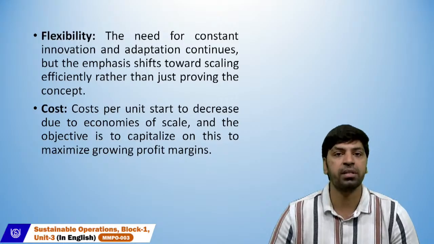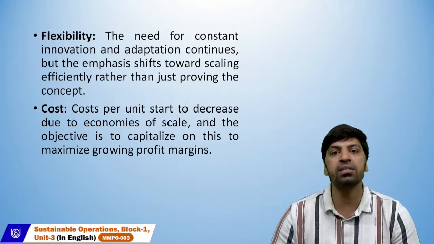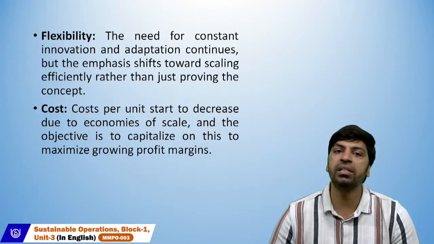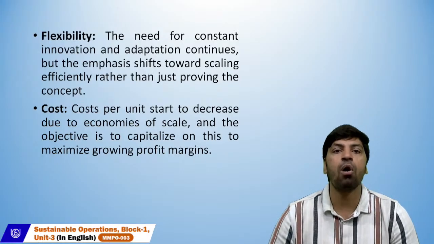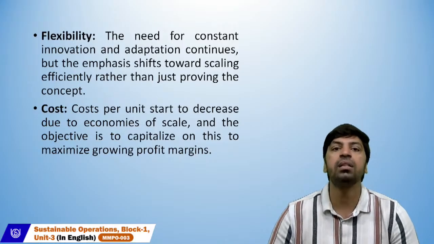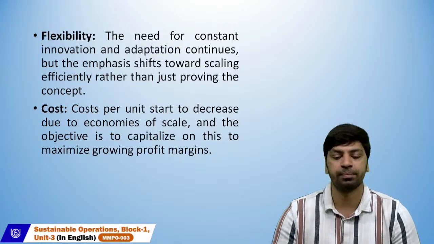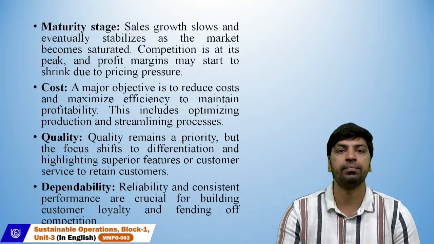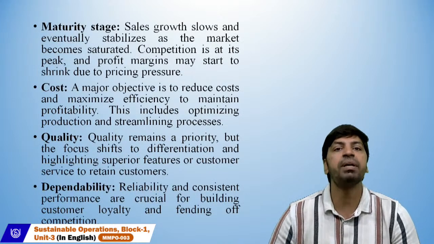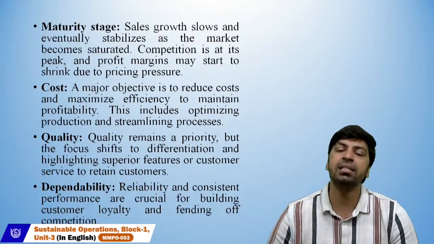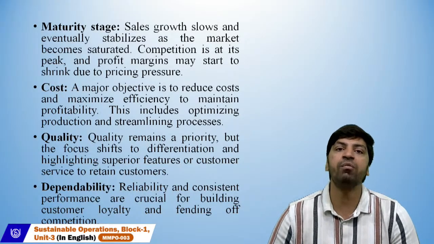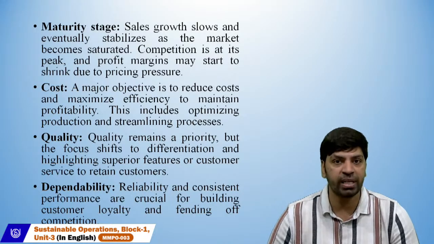Next, cost. Costs per unit start to decrease due to economies of scale, and the objective is to capitalize on this to maximize the growing profits. Next is the maturity stage. Sales growth slows and eventually stabilizes as the market becomes saturated.